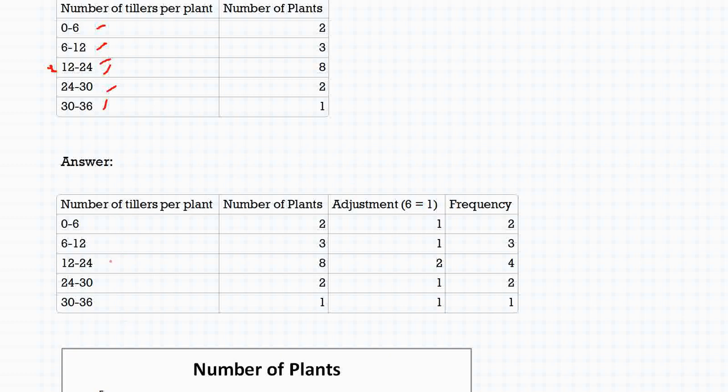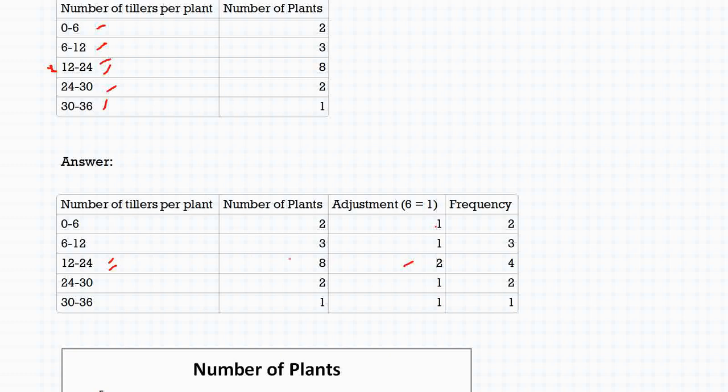Now, 12 to 24 has two classes in it because the class interval here is 24 minus 12, that is equal to 12 rather than 6. So what we do here is we need to do an adjustment. For all of this, the bar size is 1 except 12 to 24. Here, the bar size is 2. We need to draw 2 bars.